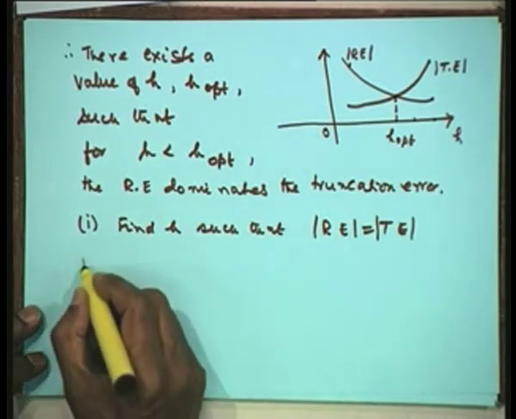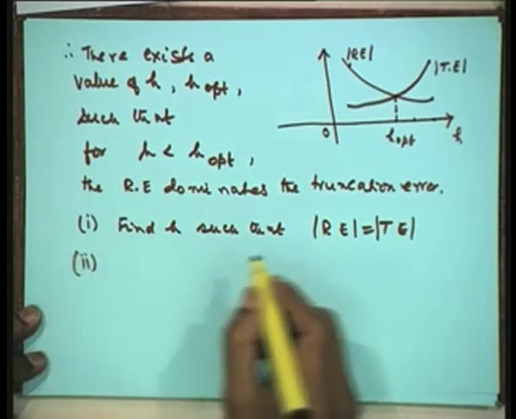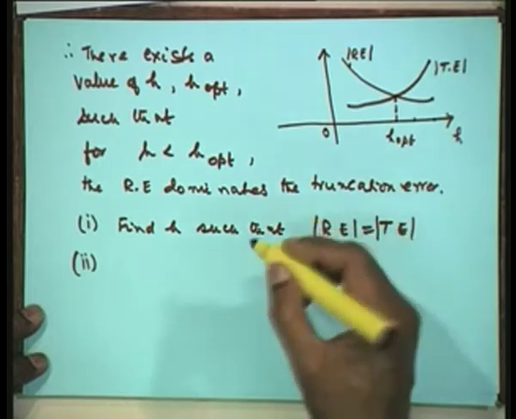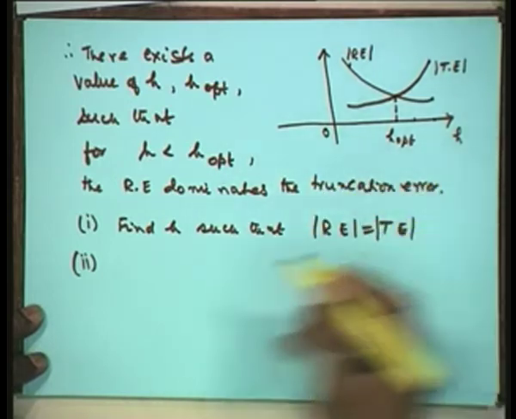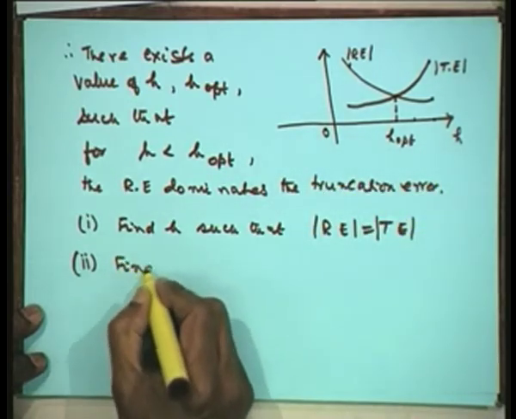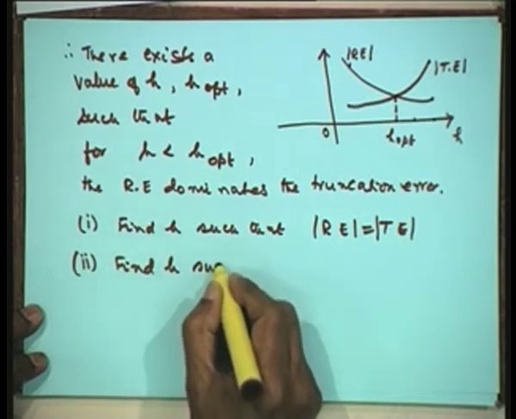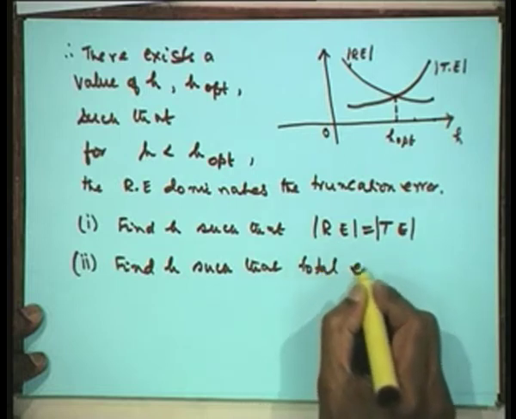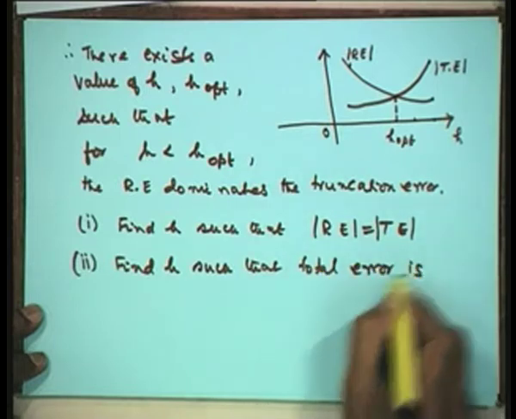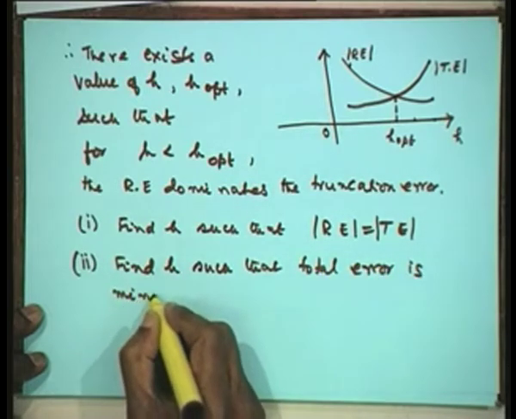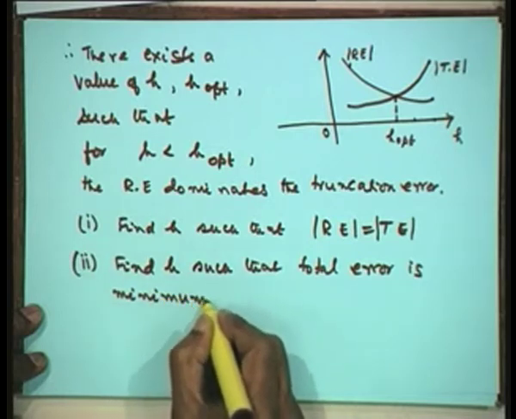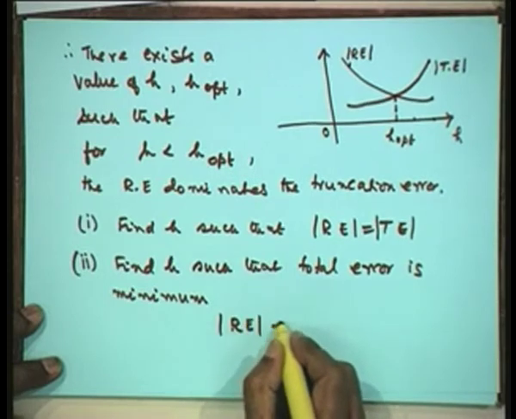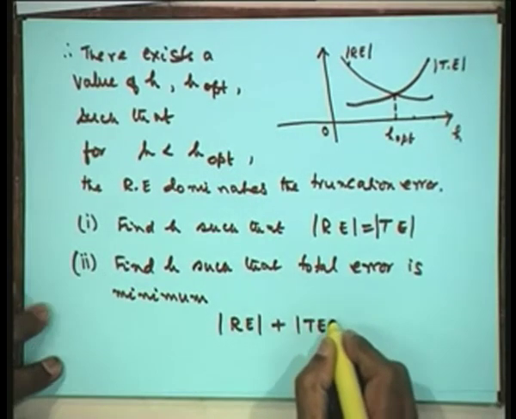Alternately, you can look at it in a different direction, you can ask to find h such that the total error is minimum, that means the sum of round off error and truncation error is minimum. So, we can also use this criterion and say find h such that the total error is minimum. That means, we are talking of the magnitude of round off error plus the magnitude of truncation error being minimum.